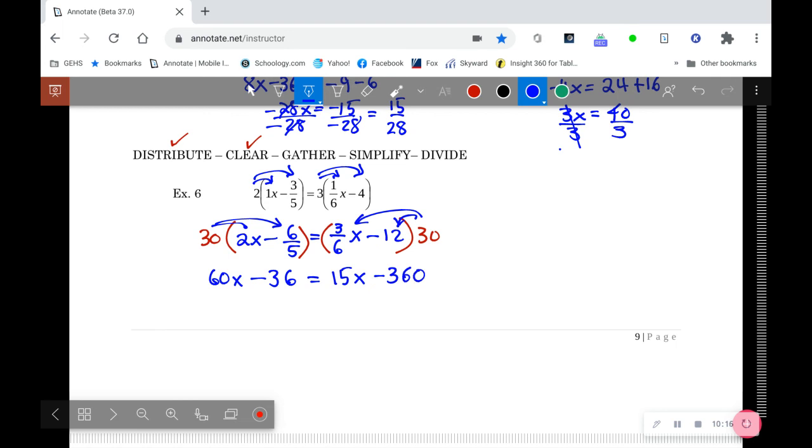Okay, I have to gather my like terms, so I'm going to take the 15 over to join the other one that has x, and I'm going to bring both constants over to the other side here. 60x, here comes a 15x. I have to change the sign when it comes over. I have negative 360 already sitting over there on the right, and I'm going to add 36 to it. So this becomes 45x, and the other side simplifies to negative 1. Let's see, what would that be? Negative 324.